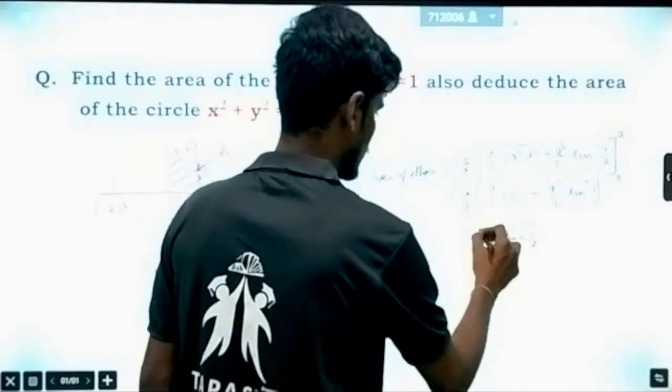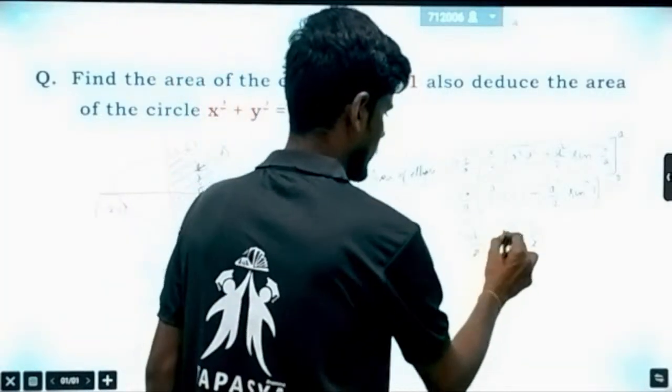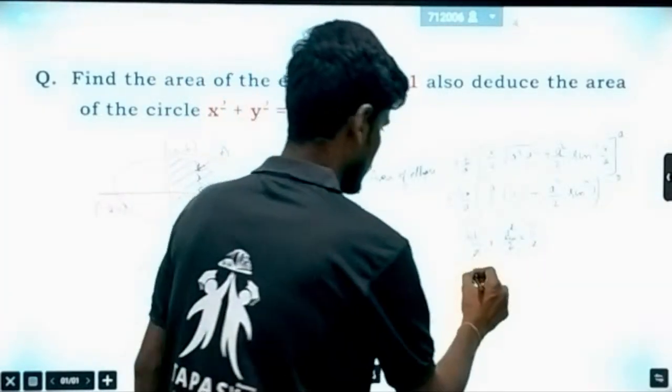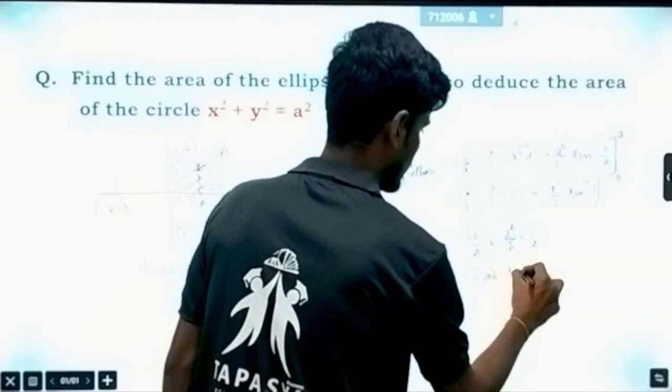Here we will cancel 2 into 2 and 4. These terms will be cancelled. a and a square will be cancelled. The final answer comes out to be pi times a b square units.